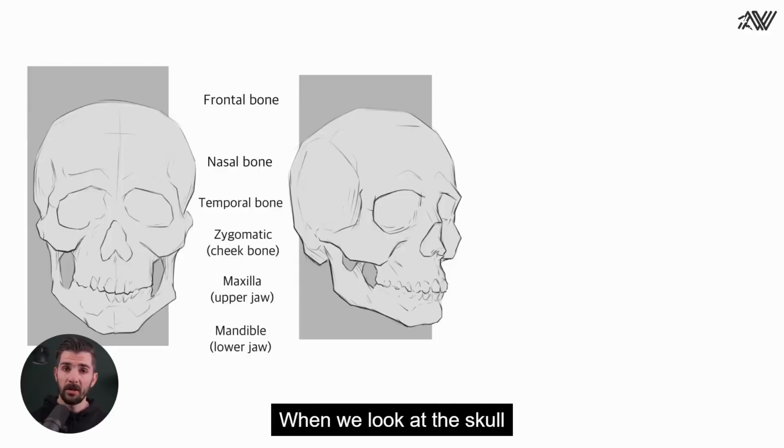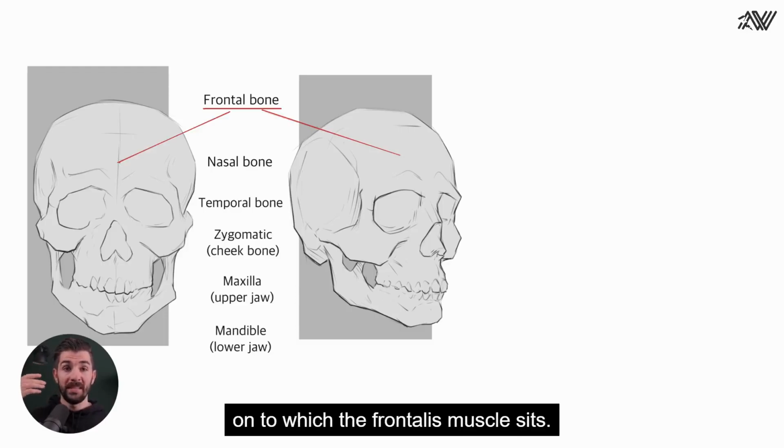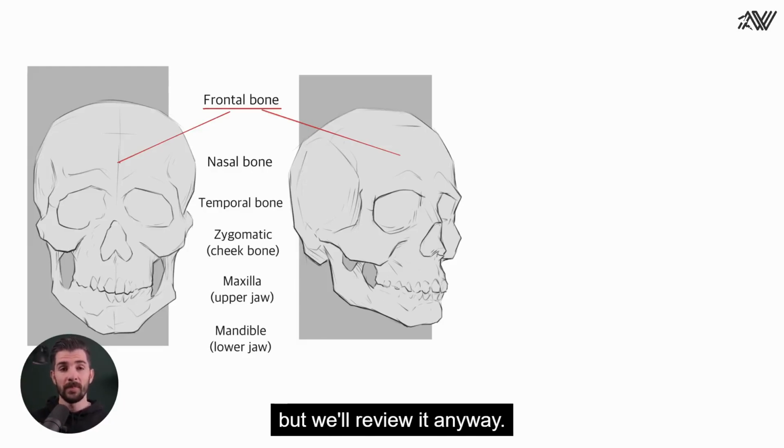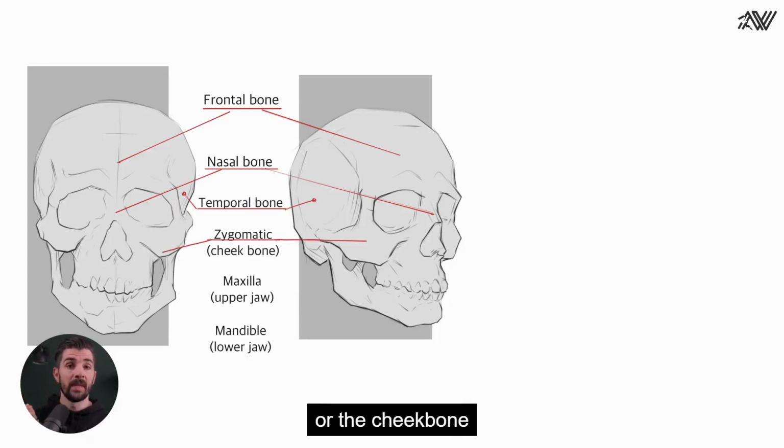When we look at the skull from a front and 3/4 view, we can essentially identify the following features. We have the frontal bone, onto which the frontalis muscle sits. Again, not really necessary for you to know, but we'll review it anyway. We have the nasal bone. We have the temporal bone, on which the temporalis muscle sits. We have the zygomatic bone, or the cheekbone, onto which the zygomaticus muscle sits.